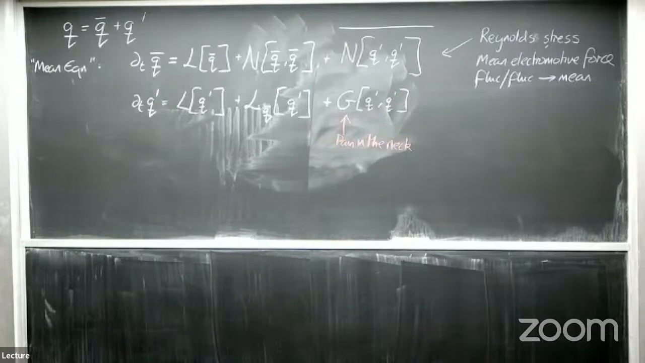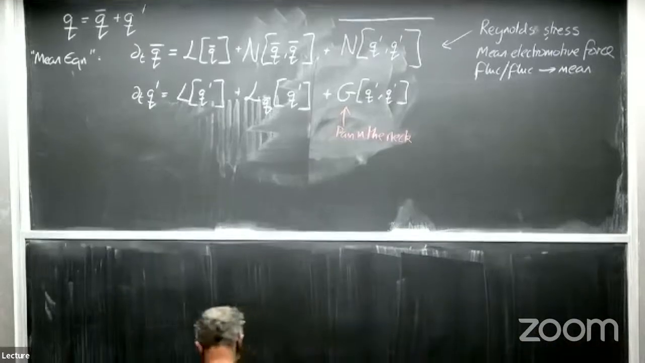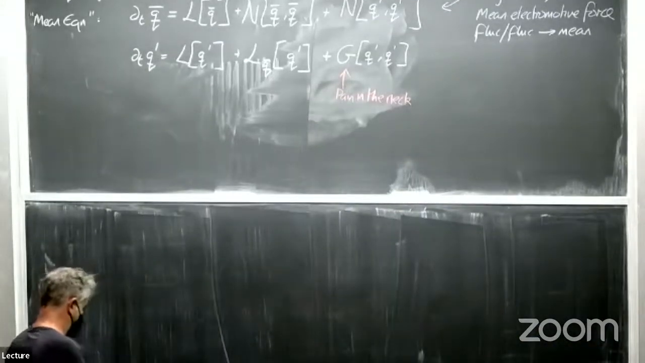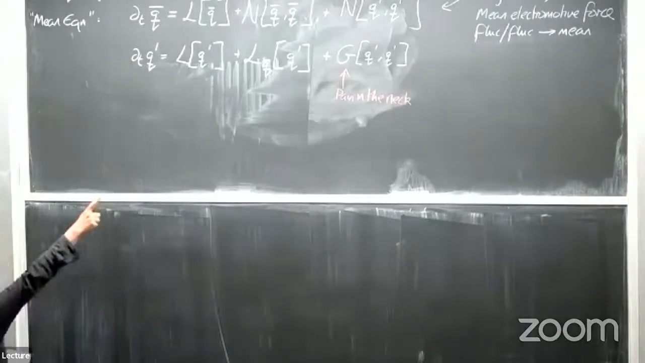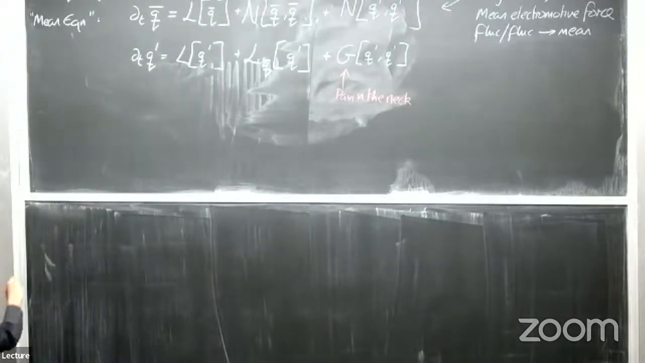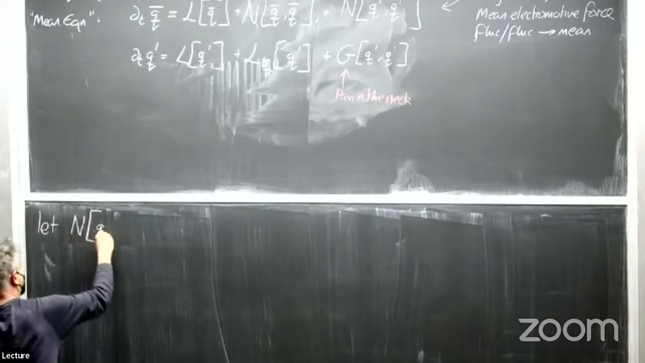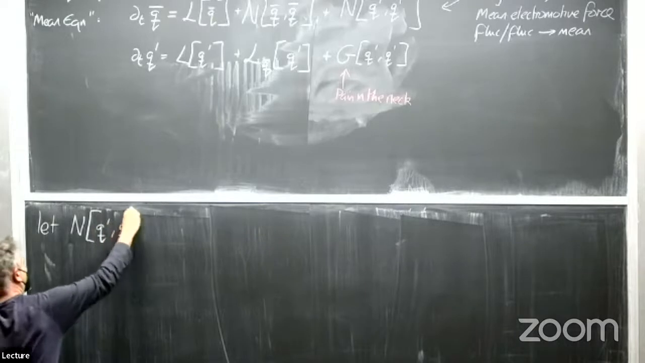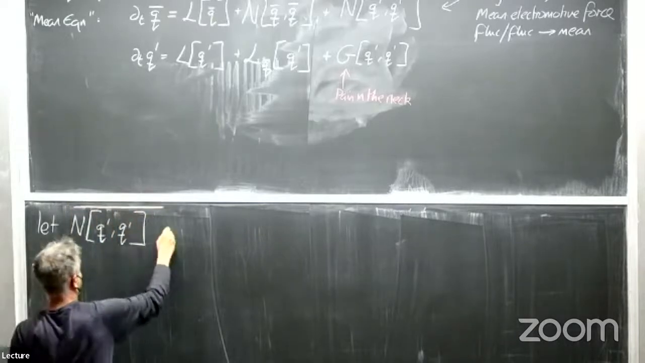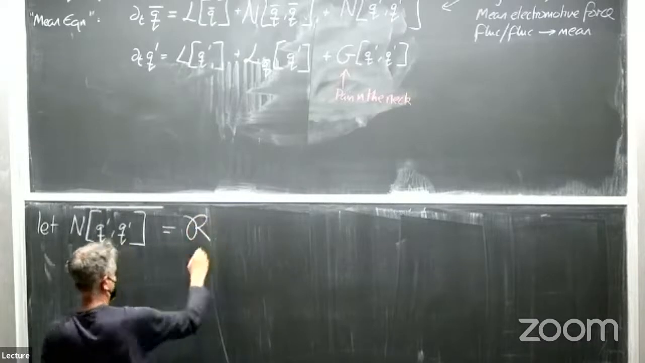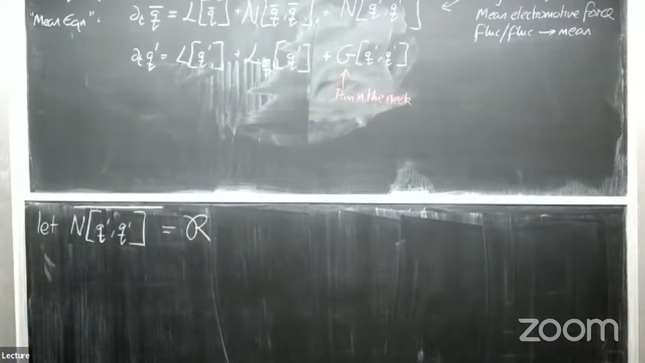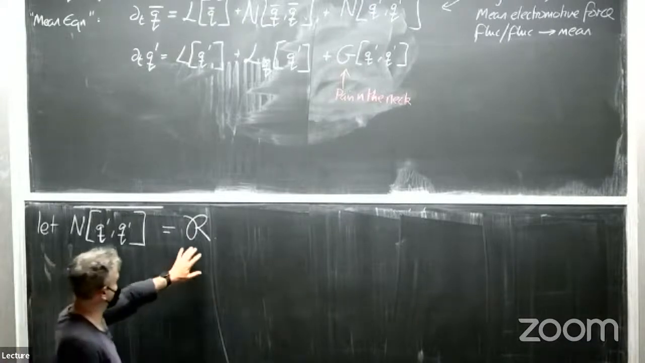Okay, so what are the options? Well, we could just say, I'm going to call that term that, because I don't want to keep writing this thing out. The Reynolds stress term or whatever you want to call it. I'm just going to call it curly R. Of course, this could be a tensor, it could be a vector, it could be whatever. But this is just a schematic, so I don't have to keep writing it out.